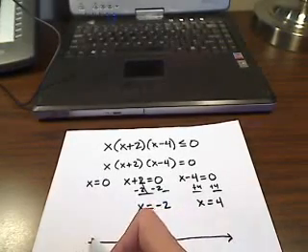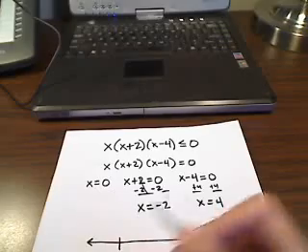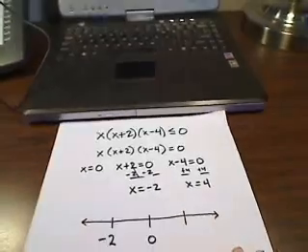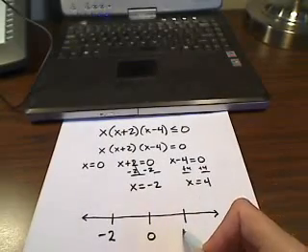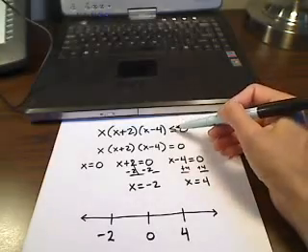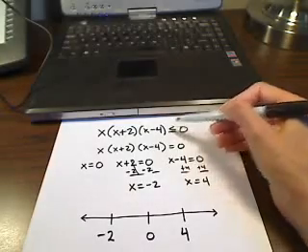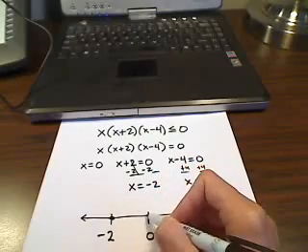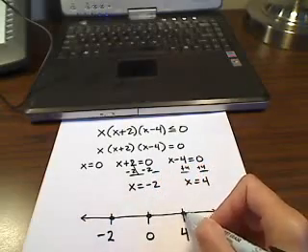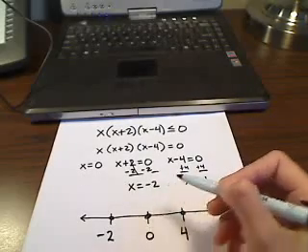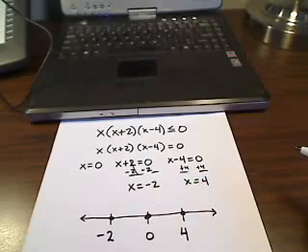So here's negative 2, here's 0, and then here's 4. What I want to do is figure out, am I including these values or not? Because this is a less than or equal to 0, I can include these values. These values give me zeros when I plug them back in. So you can either show that by a closed dot, or you can show it using a bracket if you'd like.